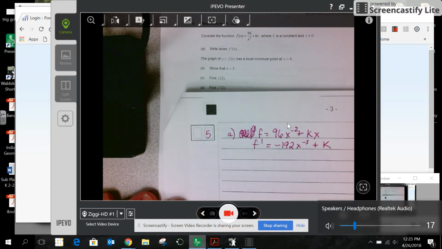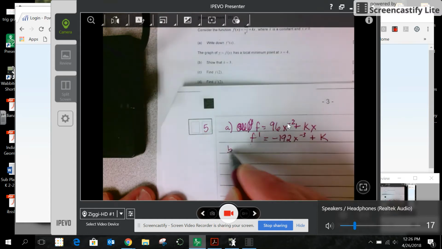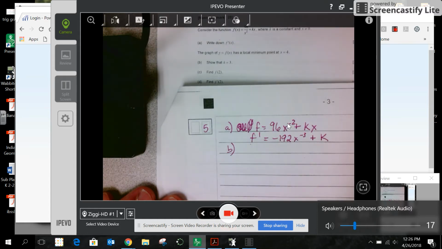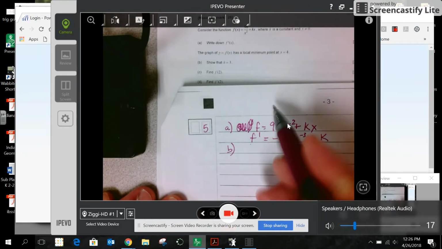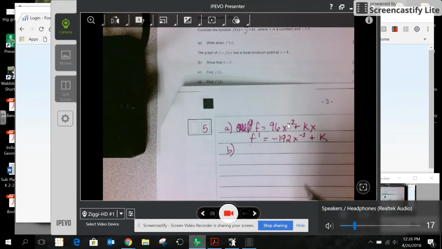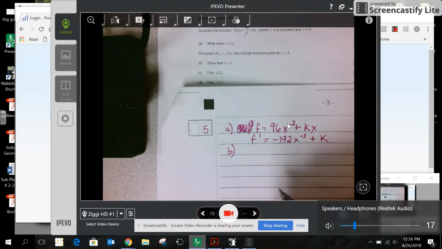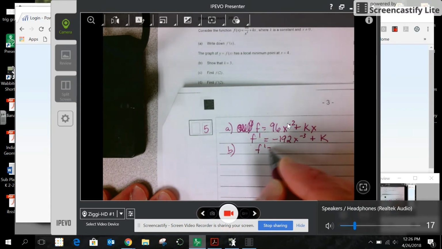Check for A. B, the graph of f of x has a local minimum at x equals 4. This is where your definitions come in. A minimum means that the derivative is 0. So f prime equals 0 at x equals 4.